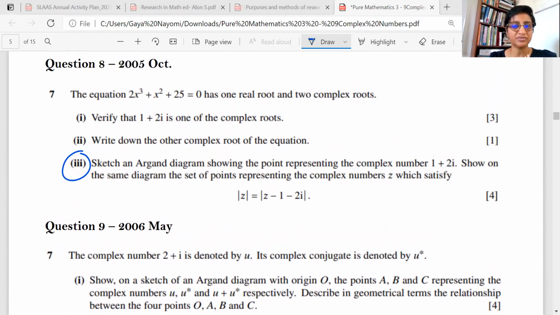Do we have all the information? Sketch an Argand diagram showing the point representing the complex number 1 plus 2i. Show on the same diagram the set of points representing the complex numbers z which satisfy this. It's 4 marks. But when you see it, you have to know what this is related to. Is it a circle thing or is it a perpendicular bisector thing? Circle. I believe so. Do you know how to recognize? No, it's not a circle. You have modulus on both sides, modulus equals modulus. It's about a perpendicular bisector. Yes, it's a bisector. Okay, quickly do it. It's easy.